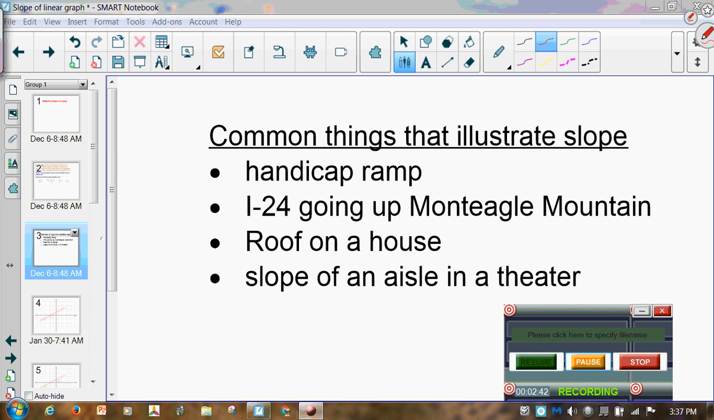Okay, so another one is highway. In a highway situation like I-24 going up Monteagle Mountain, we talk about slope in terms of a percentage, 6% grade, for example, and we talk about the grade of a highway. On a 6% grade, we'd be talking about a 6% rise, or 6 feet of rise for every 100 feet of road.